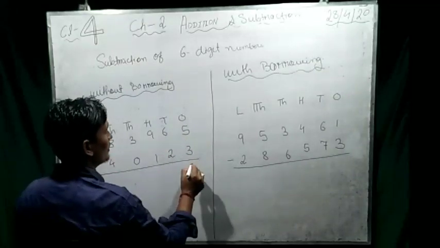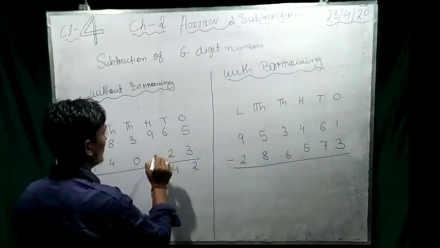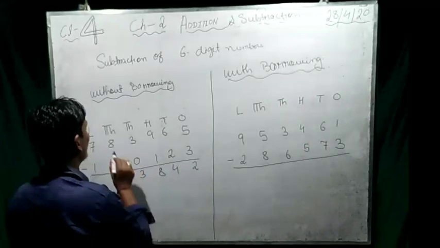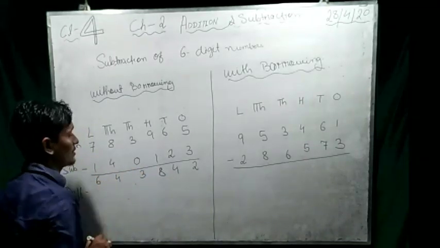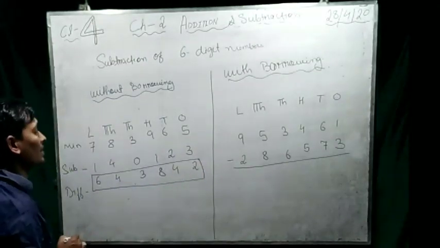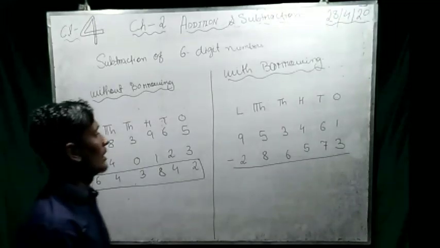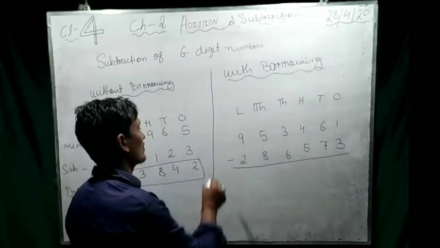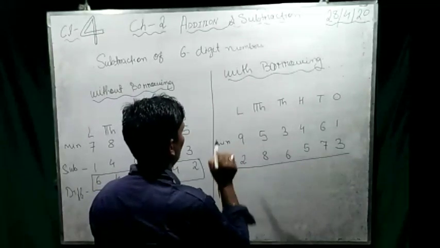So 5 minus 3, 2. 6 minus 2, 4. 9 minus 1, 8. 3 minus 0, 3. 3. Then 4 here, 6. Done. This is our difference. Whenever we are doing subtraction, the answer is known as the difference. Clear? Here, with borrowing. Why? Because the minuend is smaller than the subtrahend.